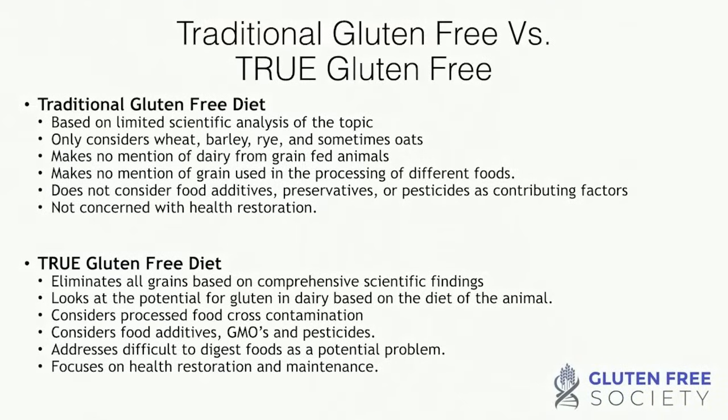So traditional gluten-free versus true gluten-free, kind of a summary again. The traditional gluten-free diet is based on limited scientific analysis. It only considers wheat, barley, and rye, sometimes oats, as a potential threat. It makes no mention of the dairy and whether or not there's a potential for gluten to show up in the dairy of the animals that we consume. It makes no mention of grain used in the processing of different gluten-free foods, so it doesn't consider all grains. And it doesn't consider the food additives, preservatives, pesticides, things like glyphosate that we're now learning are part of this whole spectrum. And it's, again, not concerned with health restoration. It's just concerned with telling people to limit their diet.